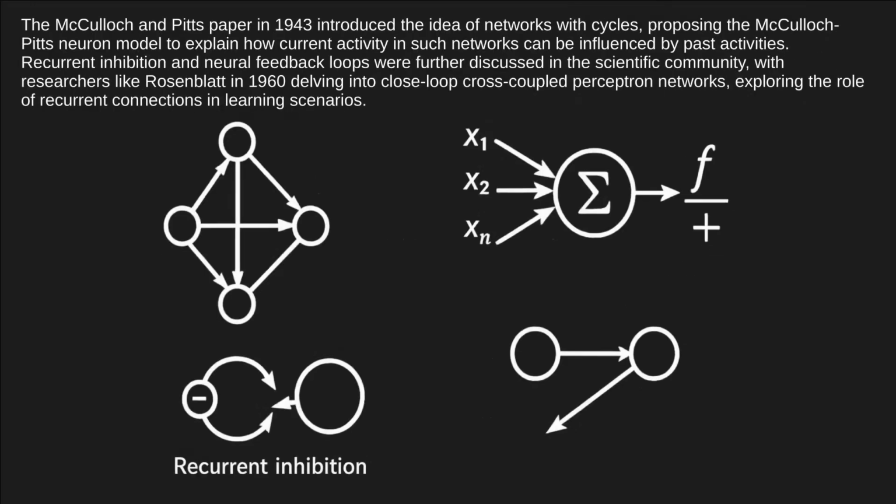The McCulloch and Pitts paper in 1943 introduced the idea of networks with cycles, proposing the McCulloch-Pitts neuron model to explain how current activity in such networks can be influenced by past activities. Recurrent inhibition and neural feedback loops were further discussed in the scientific community, with researchers like Rosenblatt in 1960 delving into closed-loop, cross-coupled perceptron networks, exploring the role of recurrent connections in learning scenarios.